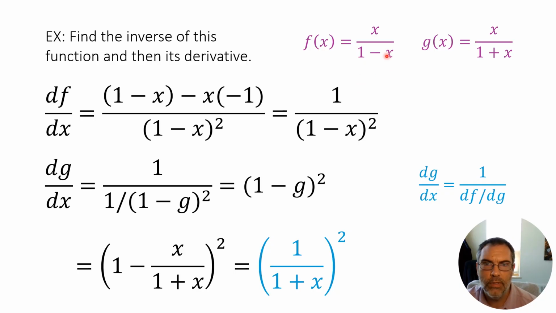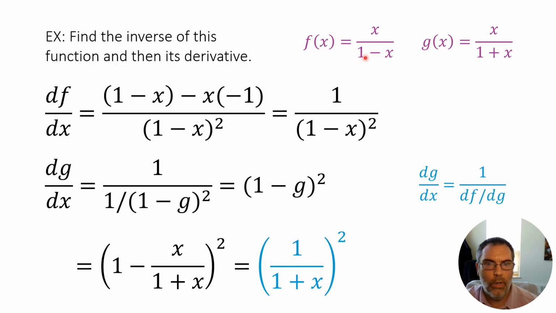Okay, so I've written those two functions up here. This is the function, this is the inverse function. And now let's find its derivative. So what is the derivative of this original function? It's a quotient. We can use the quotient rule. We could also use the chain rule here, but I've just done this with the quotient rule.